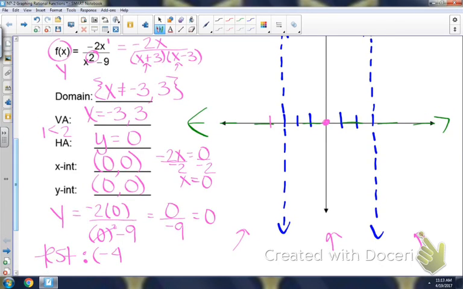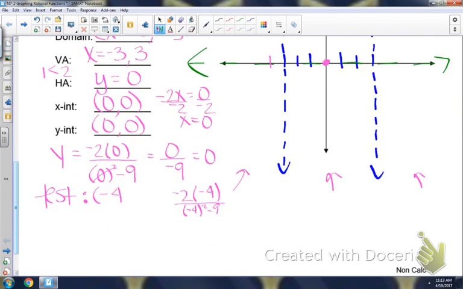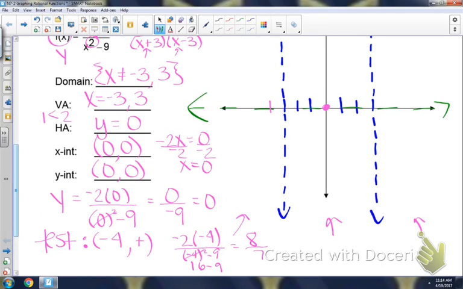we're going to have -2 times a -4 on top over -4 squared minus 9. So we're going to end up getting a positive 8 on top, and then that's 16 minus 9, so that gives you a positive 7 on bottom. Okay, so overall it's positive. That's all we really care about on this one. Okay, so it's going to be positive.